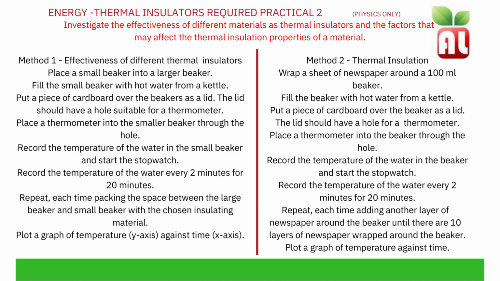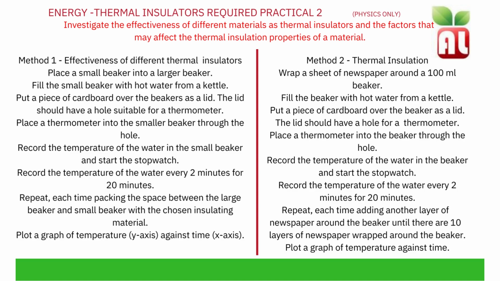The lid should have a hole suitable for a thermometer. Place a thermometer into the smaller beaker through the hole. Record the temperature of the water in the small beaker and start the stopwatch. Record the temperature of the water every 2 minutes for 20 minutes. Repeat, each time packing the space between the large beaker and the small beaker with a different insulating material. Plot a graph of temperature on the y-axis against time on the x-axis.